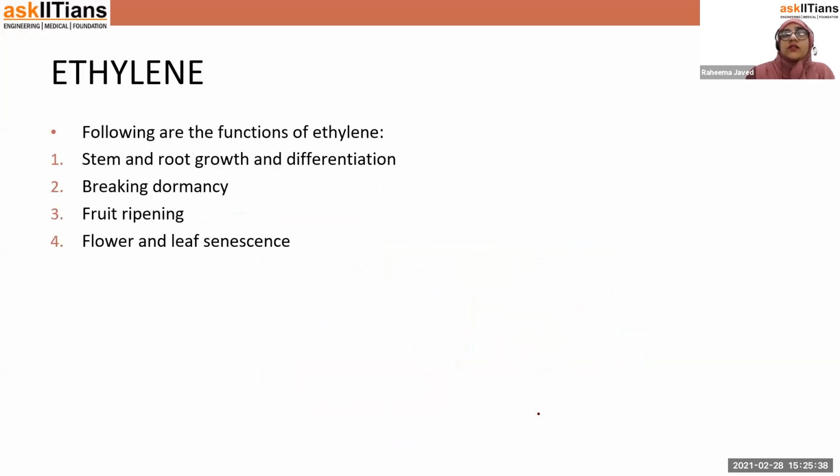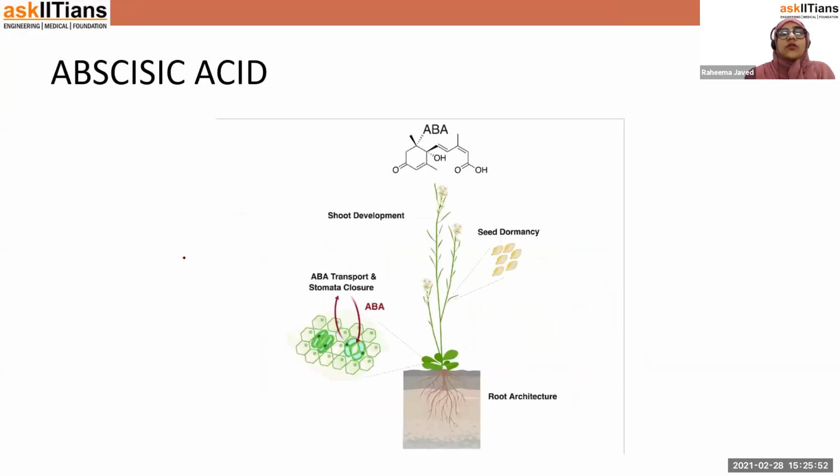Okay, so these are some of the functions: stem and root growth and differentiation, breaking dormancy, fruit ripening, flower and leaf senescence. Okay, and the next hormone is abscisic acid. It is also known as dormin. Okay, it is a stress hormone because it helps in promoting seed dormancy. It makes the seed dormant. Okay, it also helps in shoot development. It also helps in stomatal closure. It also helps in maintaining the root architecture. More functions we will discuss on the next slide.